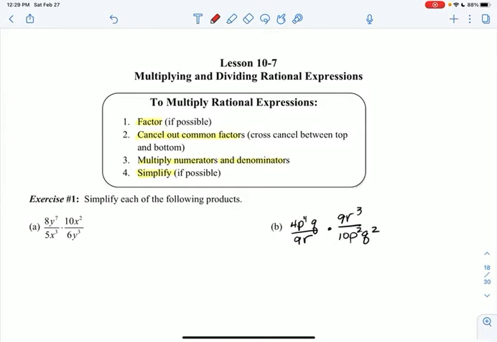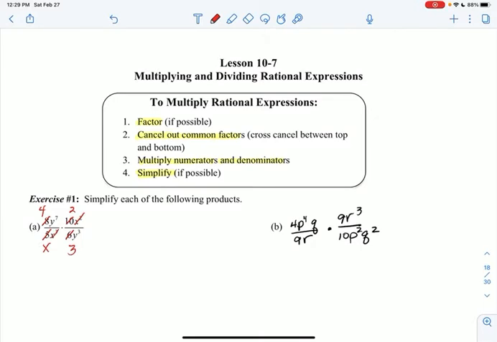If you see the numbers like 5 and 10, 5 goes into 5 once, 5 goes into 10 twice. And then 8 and 6 are both divisible by 2. So 2 goes into 6 3 times, 2 goes into 8 4 times. And now I'm going to look at the variables that are there. I have x squared on the top and I have x cubed on the bottom. So the x squared on top is going to cancel with 2 of the x's on the bottom, but I'll still be left with an x.